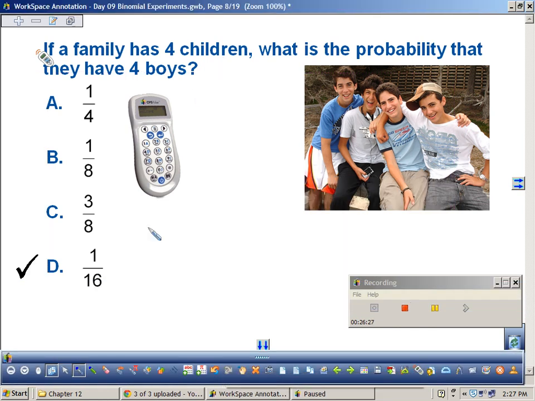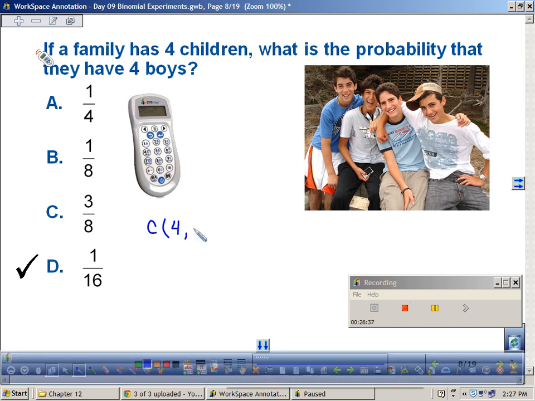Okay, let's set it up. If a family has 4 children, choose 4. What is the probability they have 4 boys? If this was a binomial expansion, what term would it be? The first term, because 0 girls. So what are the chances of having a boy?